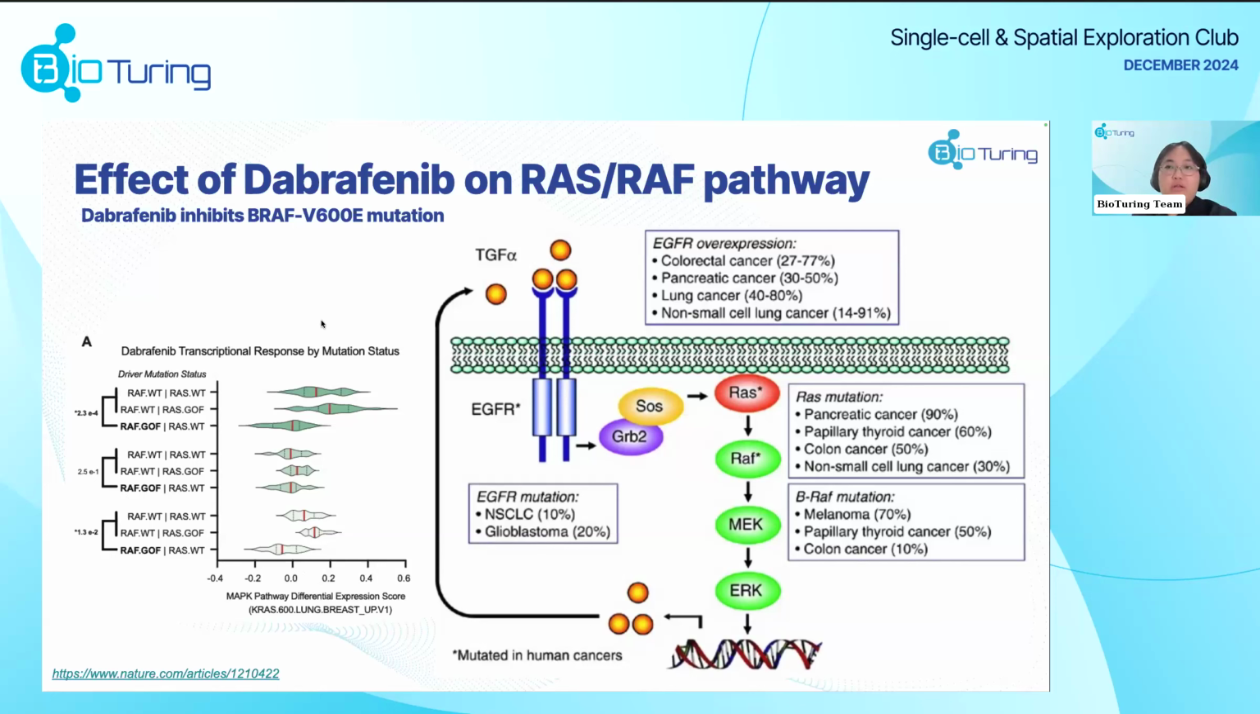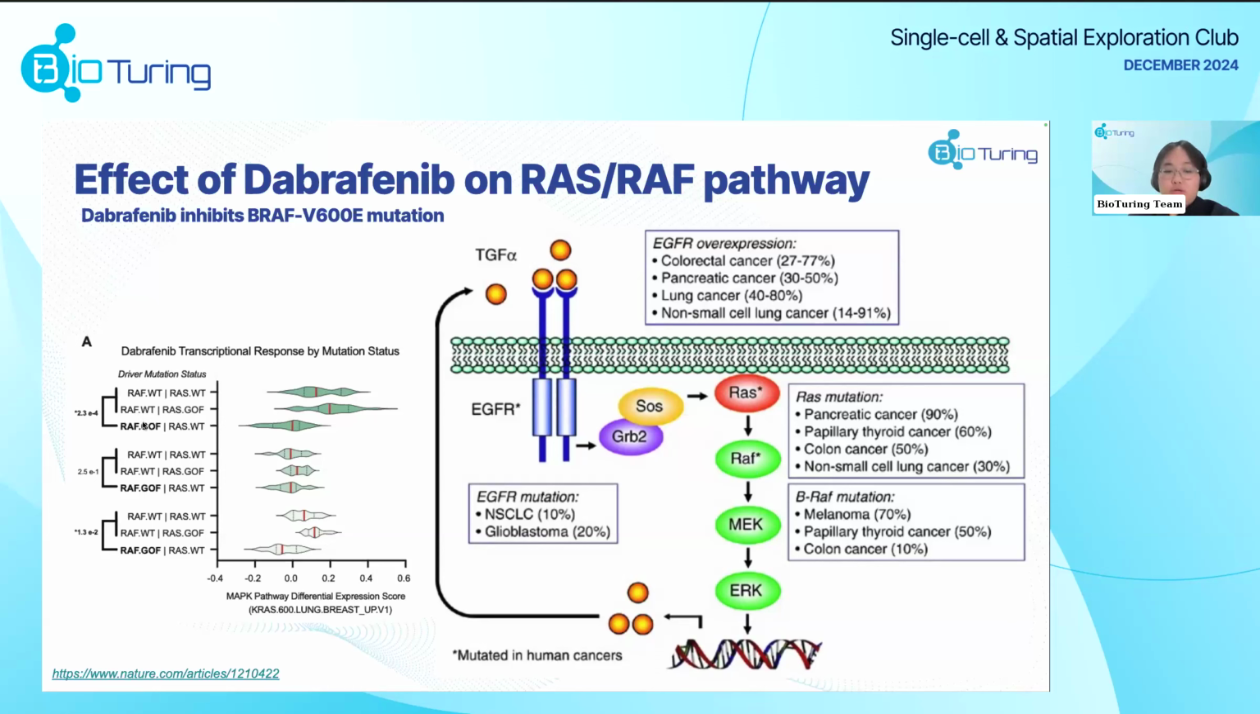Okay, and then the violin here is the main point of this finding. The violins show the effect of dabrafenib at different doses, from lowest dose to medium to highest dose. And as expected, dabrafenib, which specifically targets the RAF V600E mutation, the green one, shows the most significant inhibitory effect in the cell line with RAF gain of function mutation, right here.